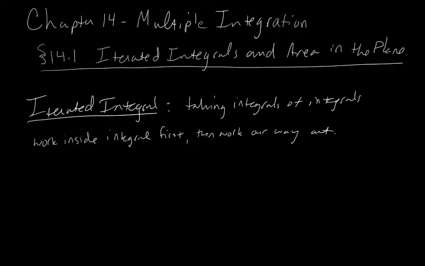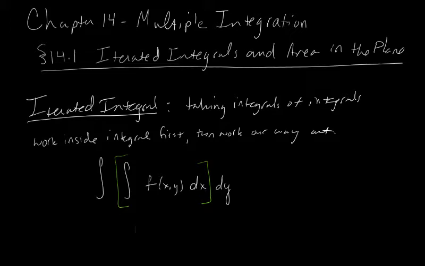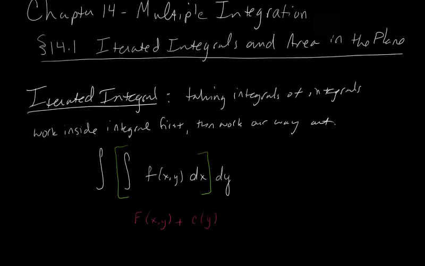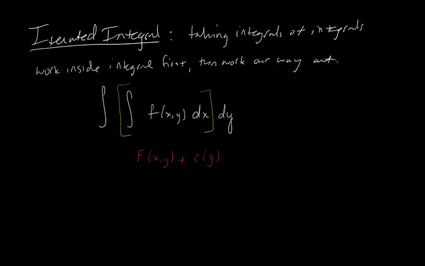Okay, so what does this mean? It means that if I have an integral of some function of xy, and I want to take that integral with respect to x first and then take that integral with respect to y, what I'm doing is I'm going to take this integral first, find out whatever that is, so that'll give me some capital F of xy plus, and I'll explain this in just a moment, some small function that is constant with respect to x, so some small function of y. And then we would take the integral of this with respect to y.